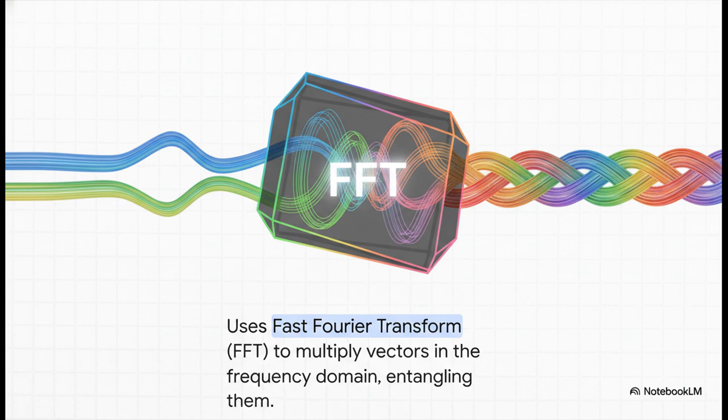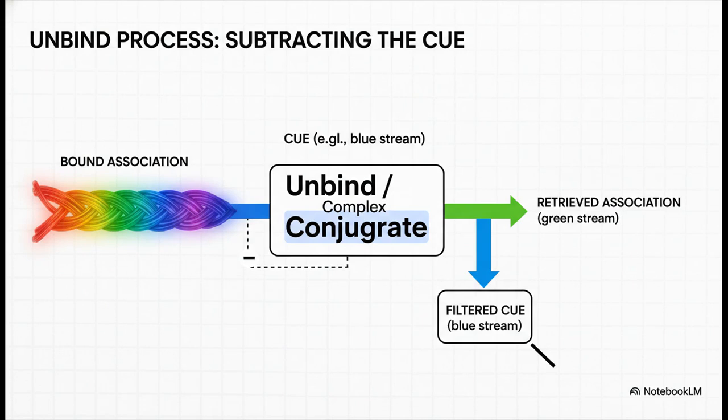It takes 2 vectors, x and y, uses something called a Fourier transform to shift them into the frequency domain, and then multiplies them. That single multiplication, that's the moment. That's where 2 separate concepts get mathematically tangled up to become one single memory. So how do you get them apart? Well, you basically run the process in reverse.